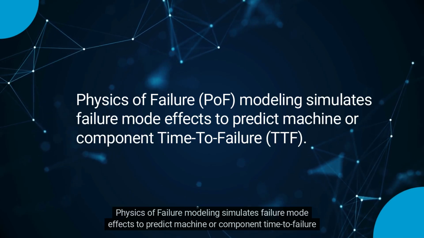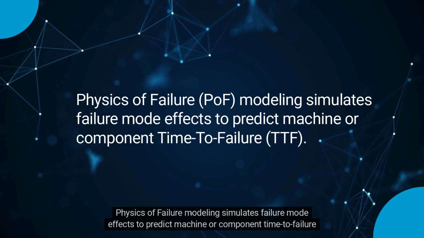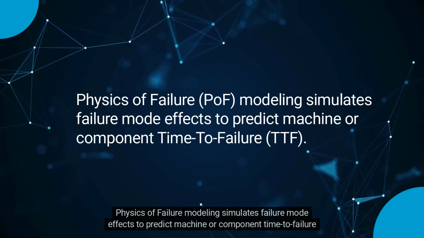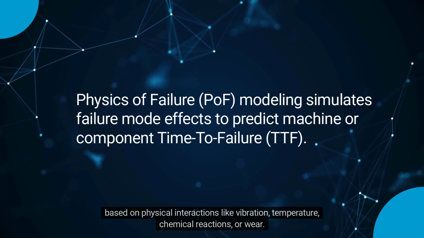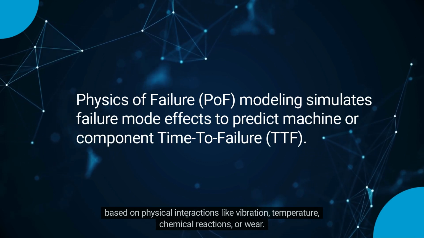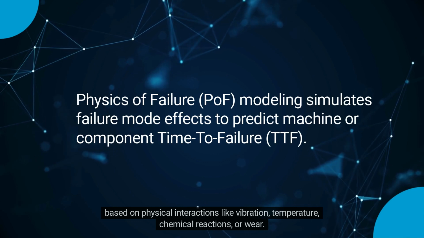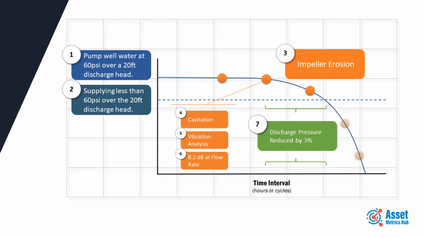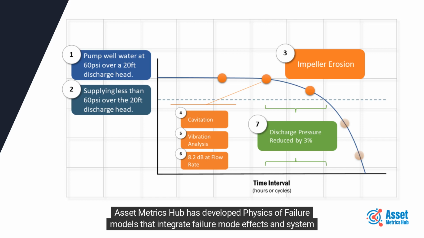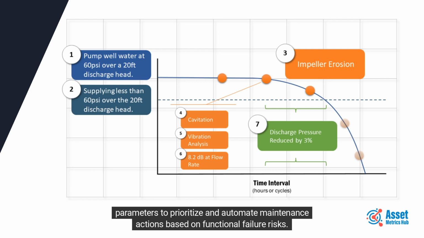Physics of failure modeling simulates failure mode effects to predict machine or component time to failure based on physical interactions like vibration, temperature, chemical reactions, or wear. Asset Metrics Hub has developed physics of failure models that integrate failure mode effects and system parameters to prioritize and automate maintenance actions based on functional failure risks.